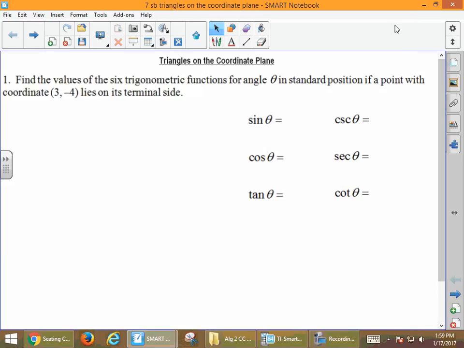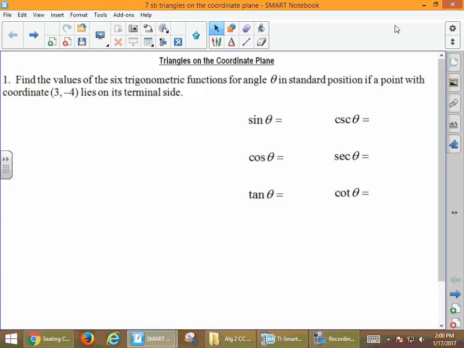But today we're going to talk about triangles on the coordinate plane. And so the first question says, find the values of the 6 trigonometric functions for angle theta in standard position if a point with coordinate 3, -4 lies on its terminal side. Well, for all you know, I'm speaking a different language probably when you see those words. But we want to fill in what sine and cosine and tangent and some other values that we'll talk about in a couple minutes are.